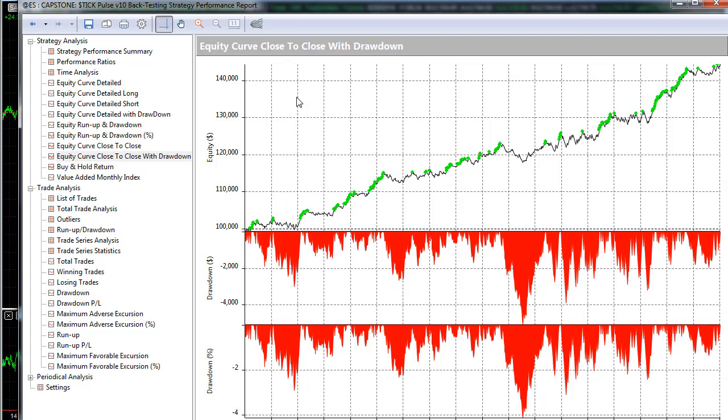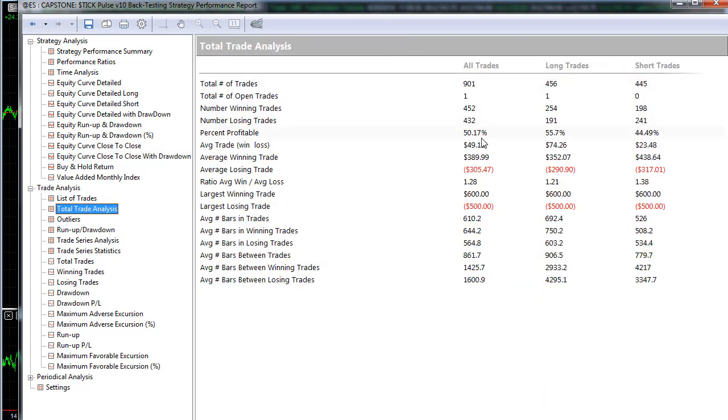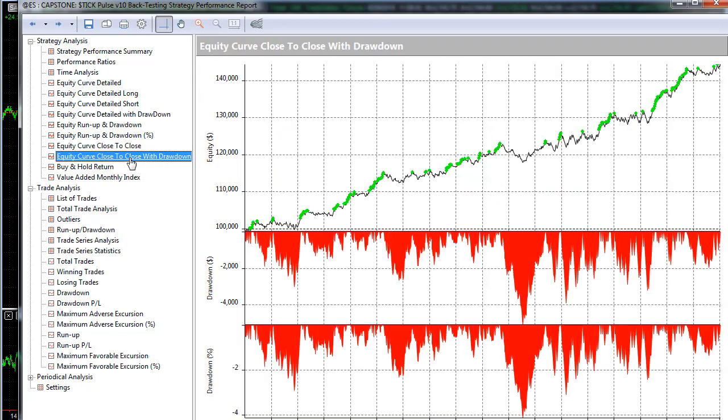So those are the basic parameter setups that we had from yesterday. Total trade analysis: $49 average trade profit without slippage and commission, so right on the cusp. The long side is much better than the short side, 74 and 23. And so here is the equity curve again with drawdown.